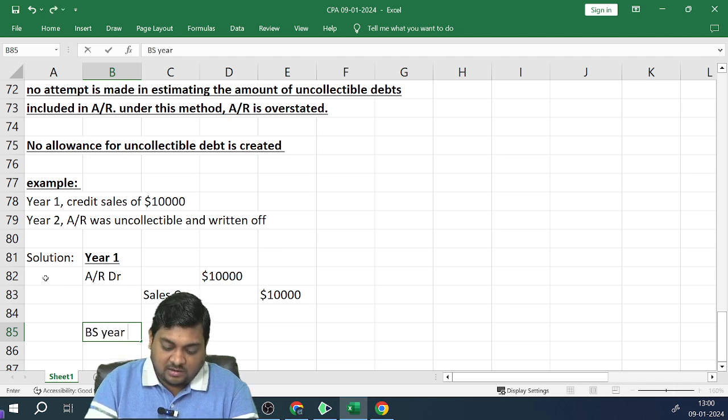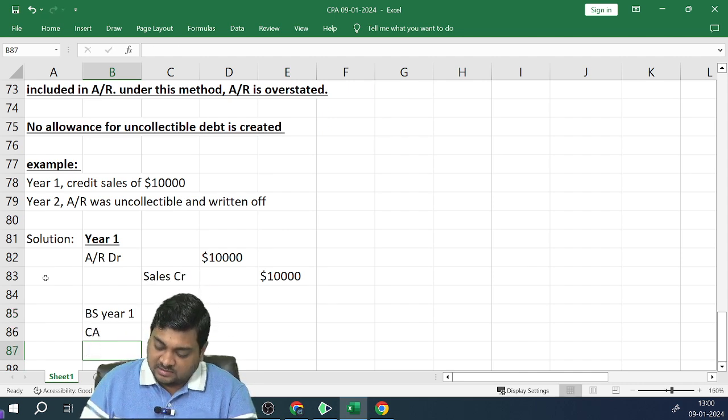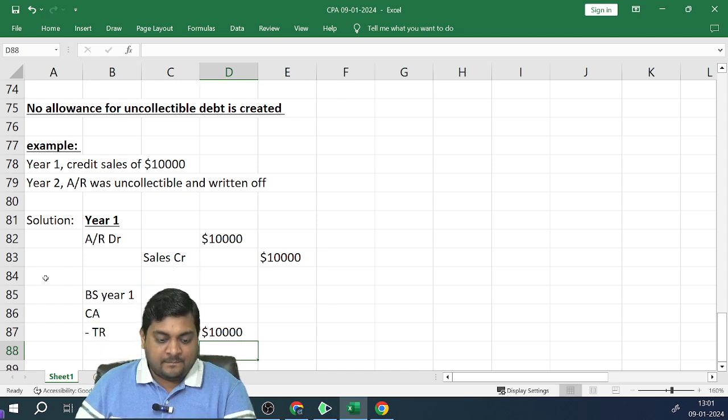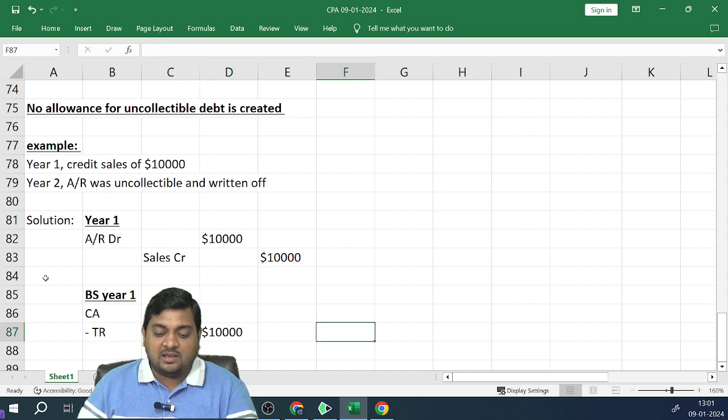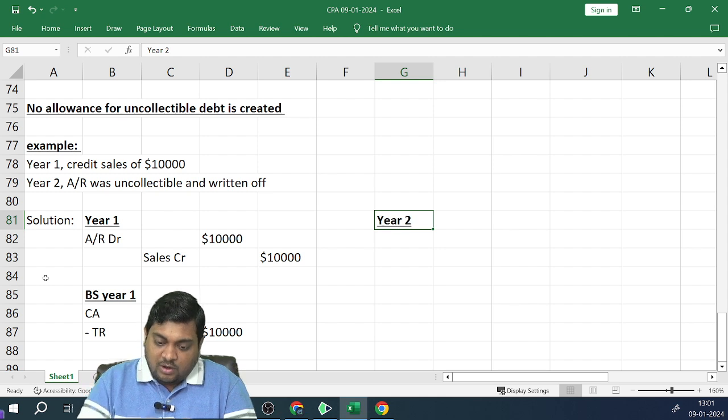If I talk about the balance sheet year 1, under current assets, accounts receivable is shown, right? So this revenue is shown in year 1. But what are we going to do? In year 2, I'm going to show this bad debt.